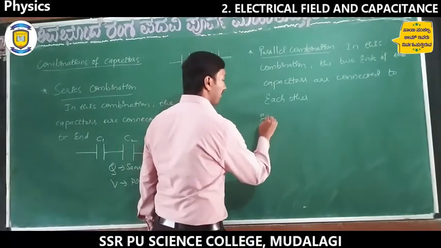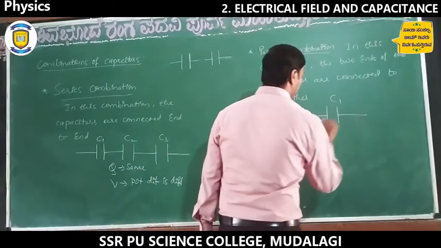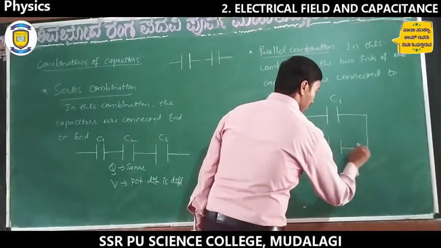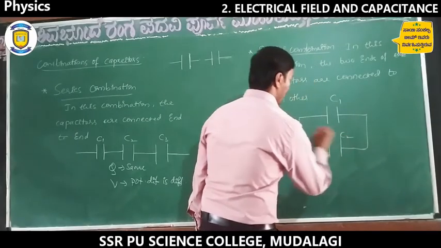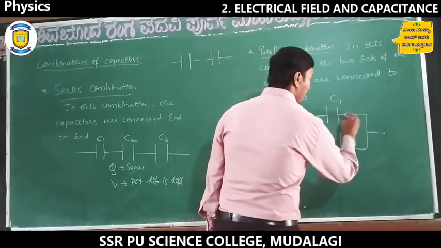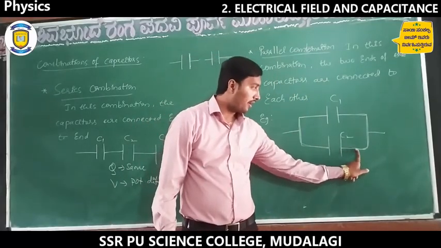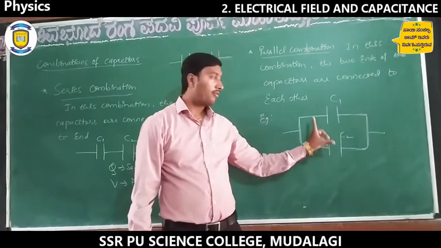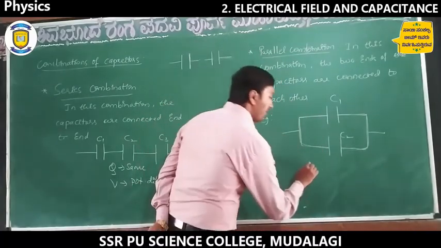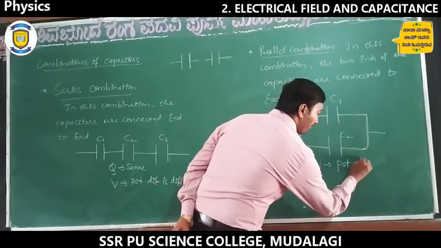For example, like this. This is capacitor C1, this is capacitor C2. That means the two ends are connected to each other. So this is the parallel combination, and the earlier one is called the series combination. In the parallel combination, V is the same. V means potential difference is the same.